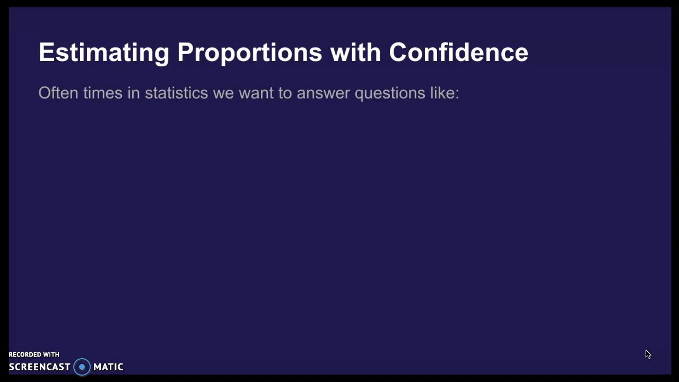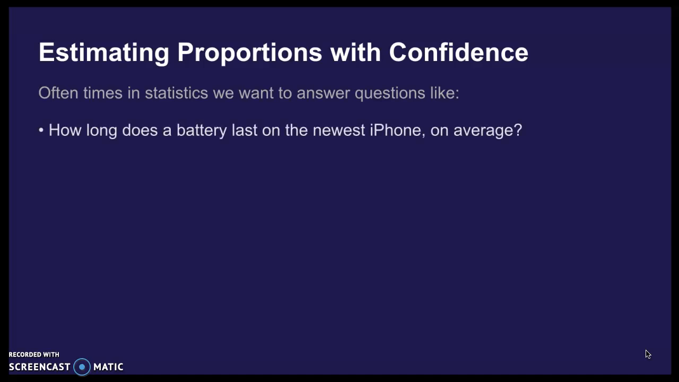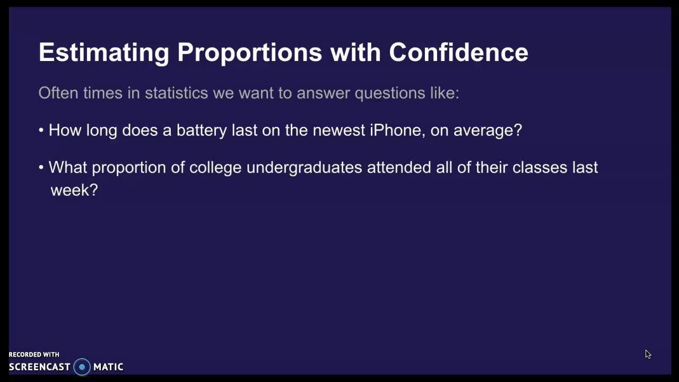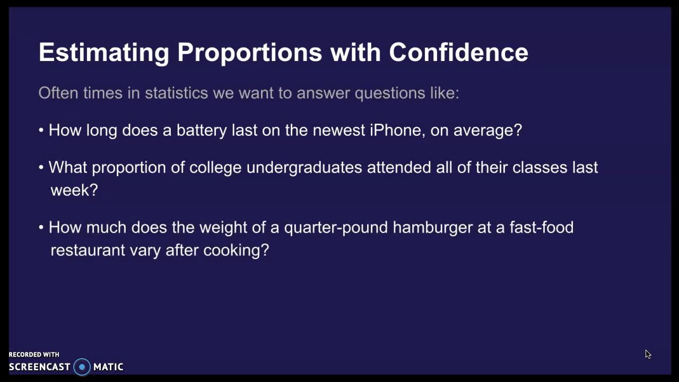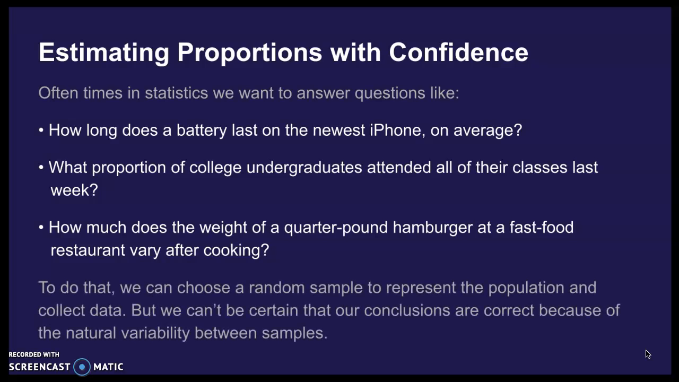Oftentimes in statistics, we want to answer questions like, how long does a battery last on the newest iPhone on average? Or what proportion of college undergraduates attended all of their classes last week? Or how much does the weight of a quarter-pound hamburger at a fast food restaurant vary after cooking? To do that, we can choose a random sample to represent the population and collect data. But we can't be certain that our conclusions are correct because of the natural variability between samples.